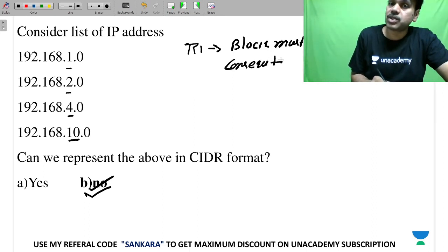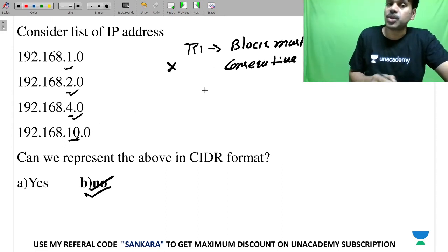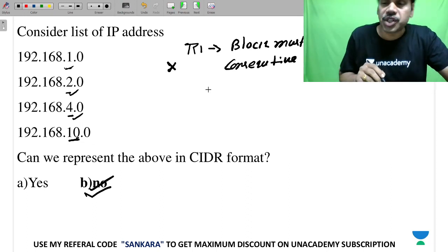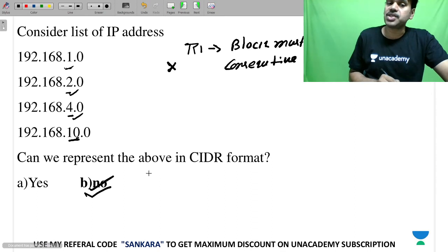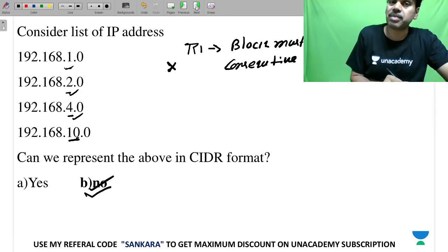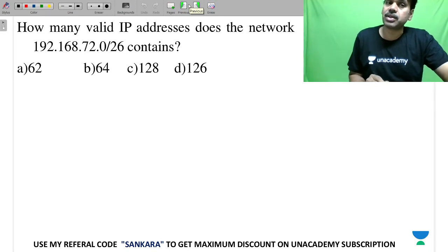But here the blocks are not consecutive. Why? 1, 2, 4, 10. Therefore, rule number 1 failed. So rule number 2 and rule number 3 you need not check because rule number 1 has failed. So it is not a CIDR format representation. Let us look at another question.